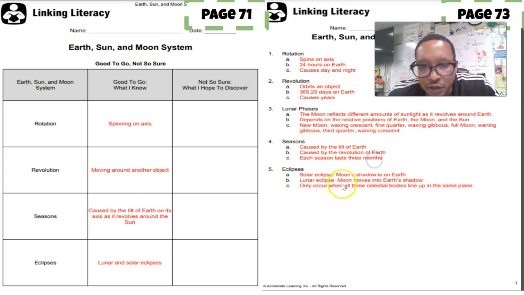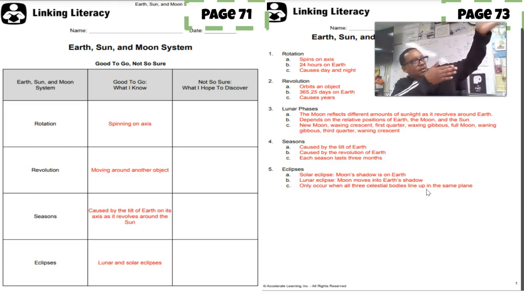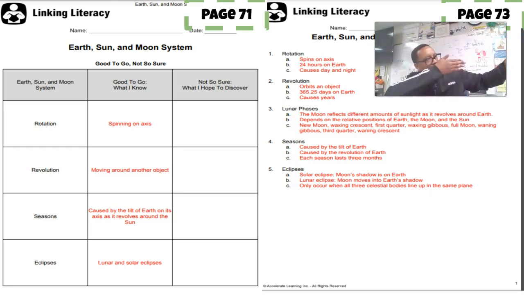Okay, eclipses. So solar eclipses is when the moon's shadow is on Earth. That's what we just had. A lunar eclipse is when the moon moves into the Earth's shadow. So that's a lunar eclipse. And then the only time when all three celestial bodies line up in the same plane. Because sometimes it's maybe a little bit higher, a little bit lower. But we got to be lined up directly in the same plane to be able to have that happen.